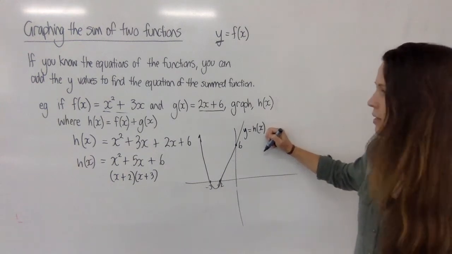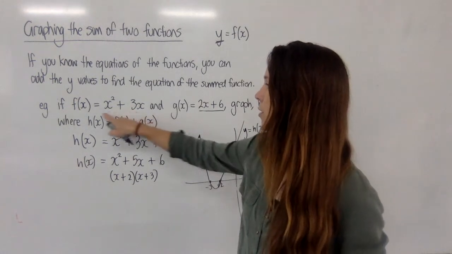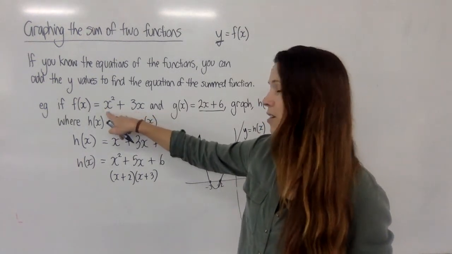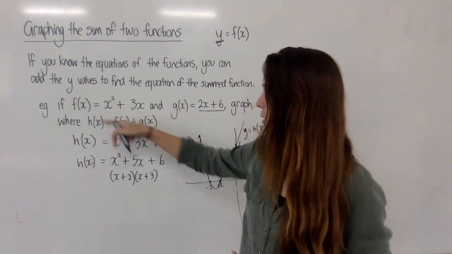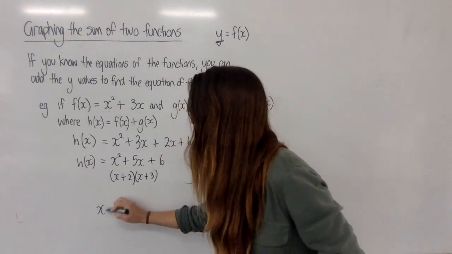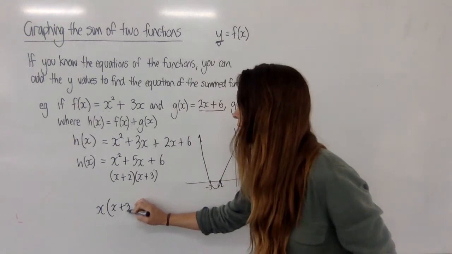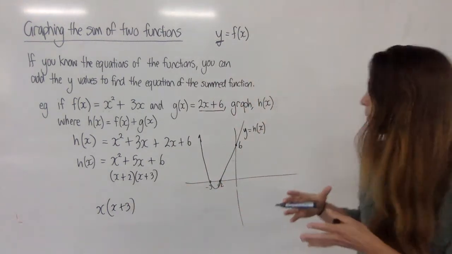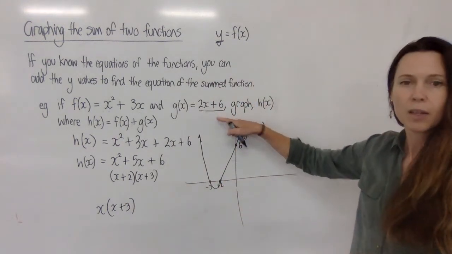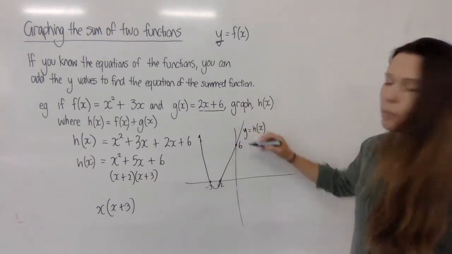Now I didn't actually sketch the other two. This is also a parabola and it would have zeros at x equals 0 and 3. I can tell because I can factorize it and get it looking like this. So it would be an upright parabola. This one would be a straight line, but when I added them together, this is the parabola that I've got.